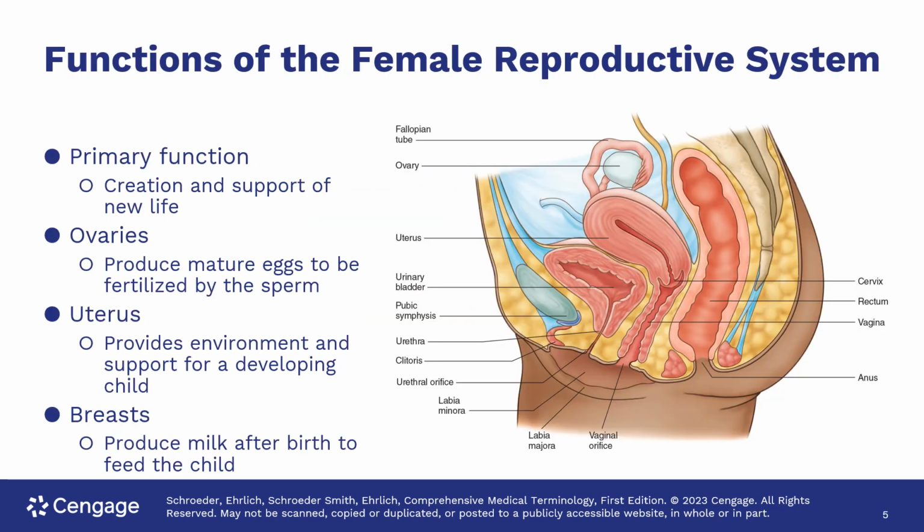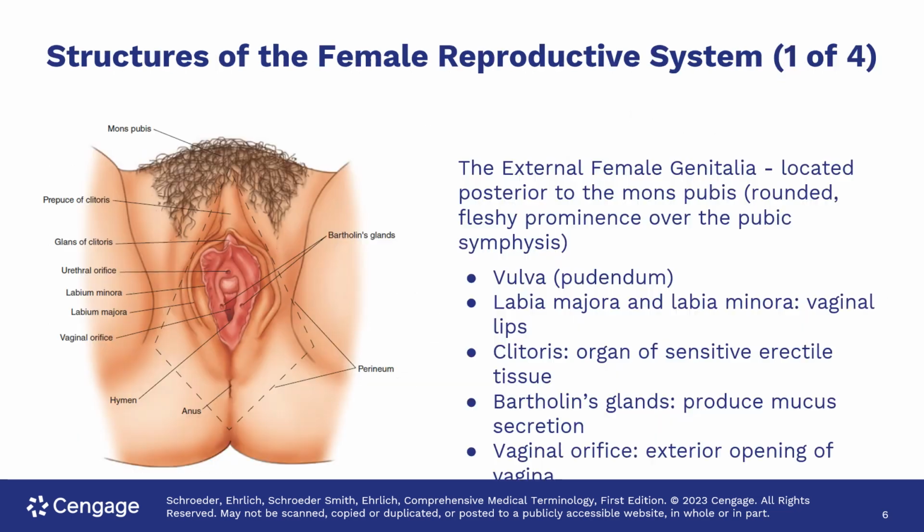What does it do? It creates and supports new life. The ovaries produce the eggs, the uterus contains the baby, and the breast produces milk. The external genitalia is behind the mons pubis and contains the vulva, the labia majora and minora, the clitoris, Bartholin glands, and the vaginal opening or orifice.